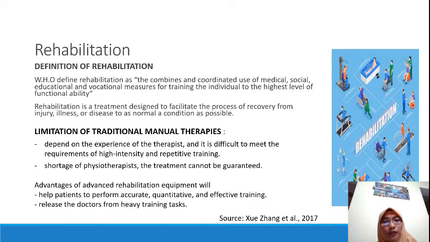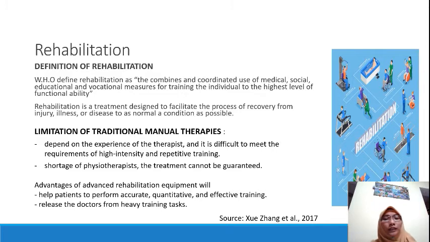Here is the introduction on rehabilitation. According to WHO, rehabilitation is defined as the combined and coordinated use of medical, social, educational, and vocational measures for training the individual to the highest level of functional ability. So that means rehabilitation is a treatment designed to facilitate the process of recovering from injury, illness, or disease to as normal a condition as possible.